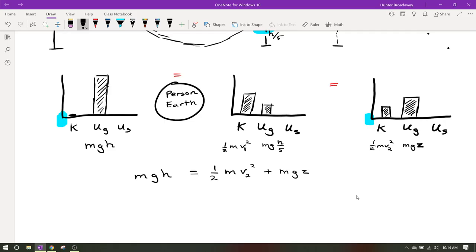Okay. Well, we're almost there. First of all, everybody did bring mass to the party, so since everybody brought mass to the party, we can get rid of that. I'm just going to divide everything by m, and since this is algebra, we can do that. That's legal. So that leaves you with GH equals 1/2 V2 squared plus GZ. Now, our problem is V2 isn't in terms of H and theta, so we need to get V2 in terms of those, because that's horizontal, right? Okay, so we need to get that in terms of H and theta.